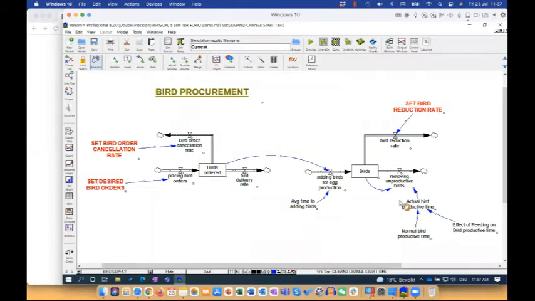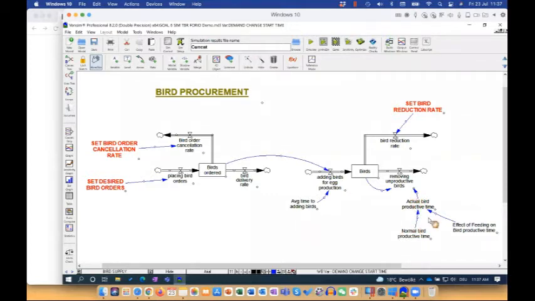So let's start here. These are the number of birds that we have. We are adding birds. We call this a flow, an inflow of birds into the bird population that we have on the farm. And there are two outflows. One is removing unproductive birds. After some period of time, they become old and unproductive, so we're removing them, and they have a normal productive time.